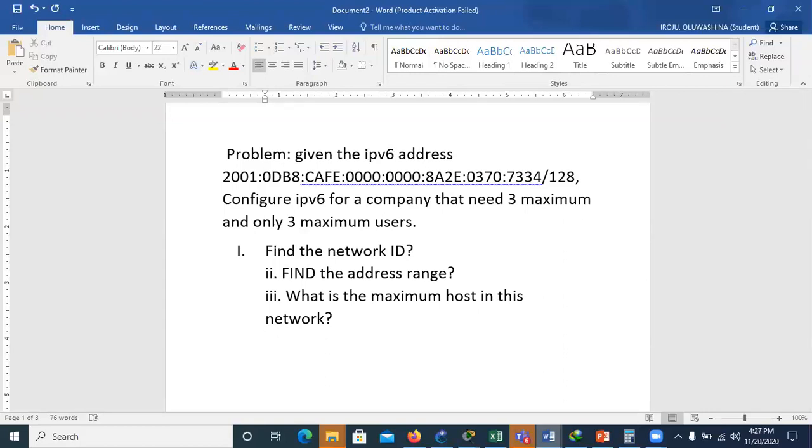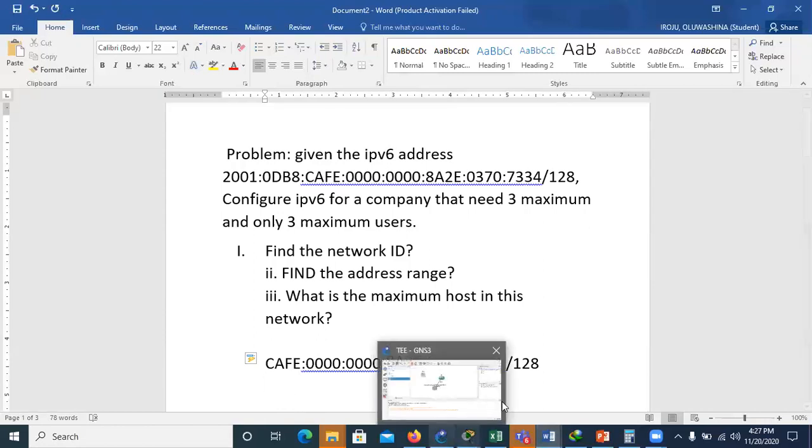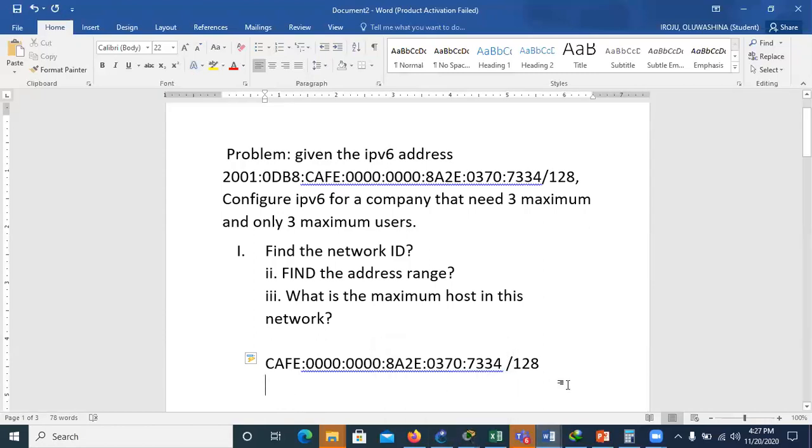To get that is very easy. What you need is 3 hosts at maximum. But here, how many hosts do you have in /128? Just copy the IP address and take it out. Ctrl+C, Ctrl+V. With /128, how many hosts do you have? You only have 1 host, because the total length of our IP address is 128 bits. So 128 minus 128 is zero, which means you only have a single address, just 1 host.